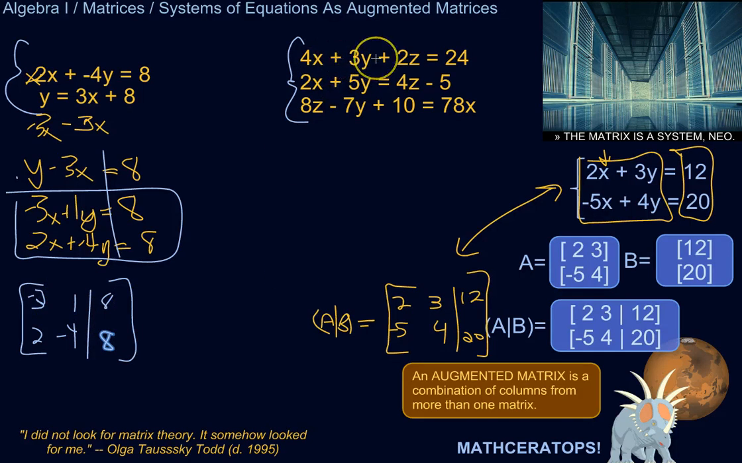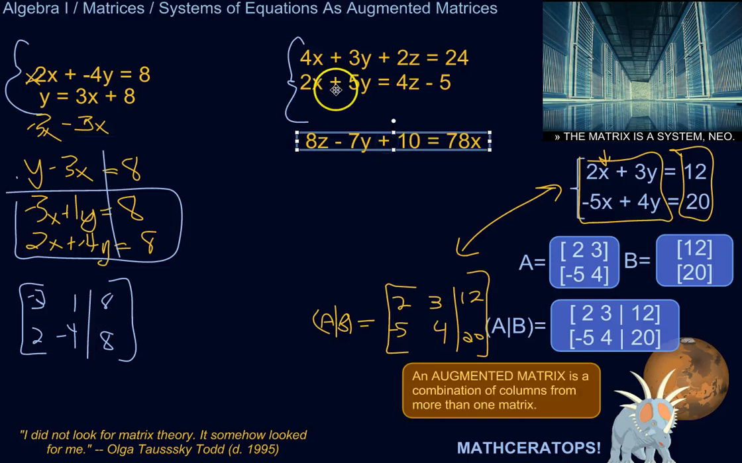Let's do this one. The top one is alright. We've got to do some rearranging. So first of all, we've got x, y, z, and then a constant. So that looks fine. We want x, y, and let's get the z over there too.